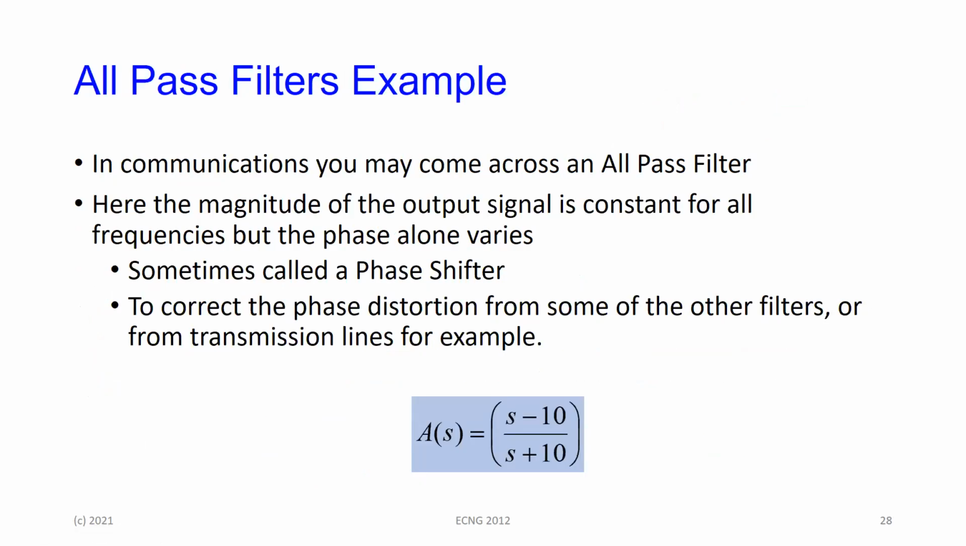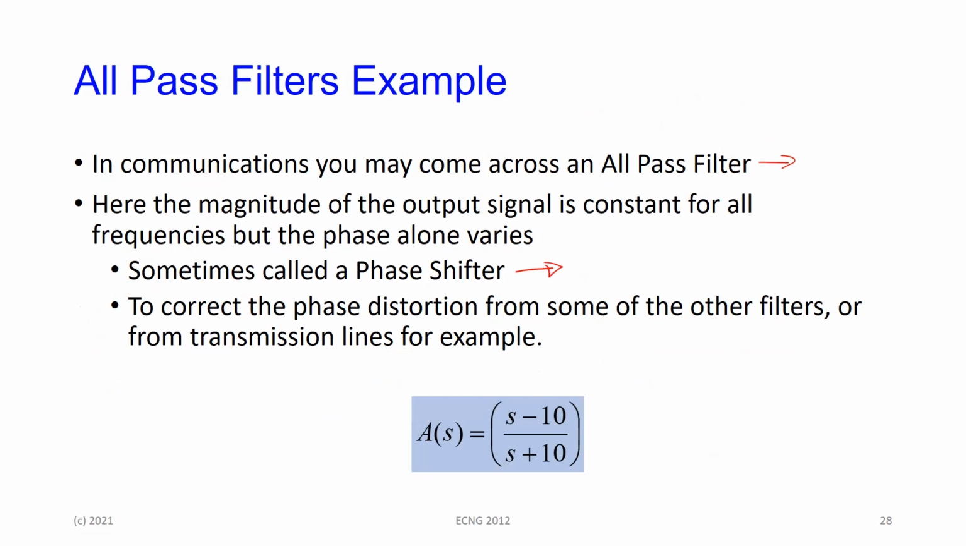And then to introduce one last type of filter that you will come across in communications, something called an all-pass filter. Now that seems kind of strange, a filter that passes all the frequencies. What it really does, though, is that magnitude-wise it is passing everybody, but it does make changes to the phase. So it's sometimes called a phase shifter.